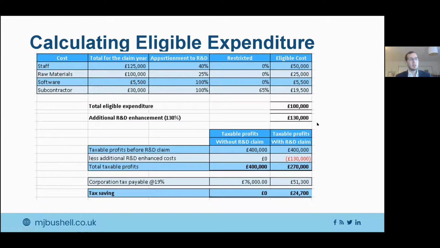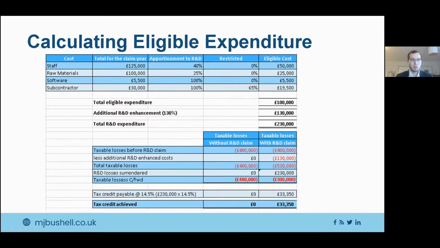So how does this then translate into your tax return? Down below, I've got a column here that shows your tax return and your tax liability if you didn't make a claim. So I've come up with a total figure of taxable profits of £400,000. And because you're not making a claim, oh, sorry, let's take it back.